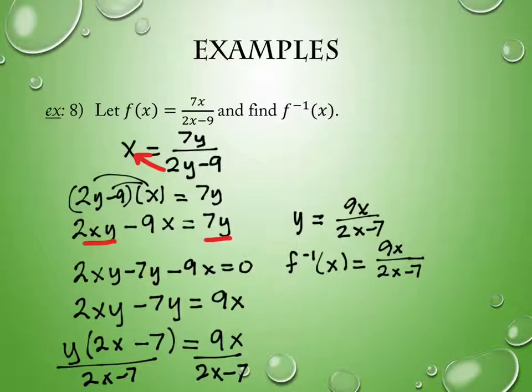On this particular one, it doesn't say anything about domain. However, if we were working with what is the domain in this situation, of course, you can't have a 0 in the denominator, and so you would look for where that denominator equals 0 and so forth.